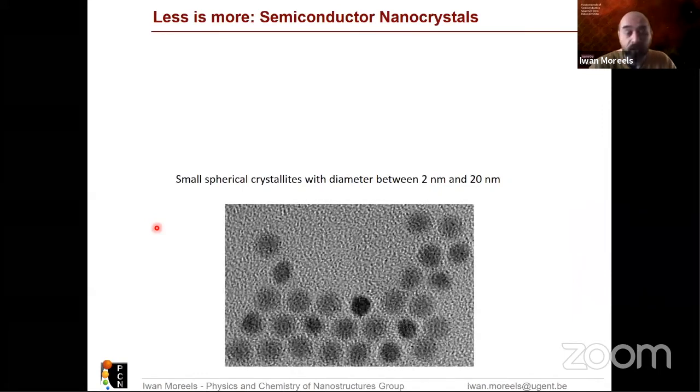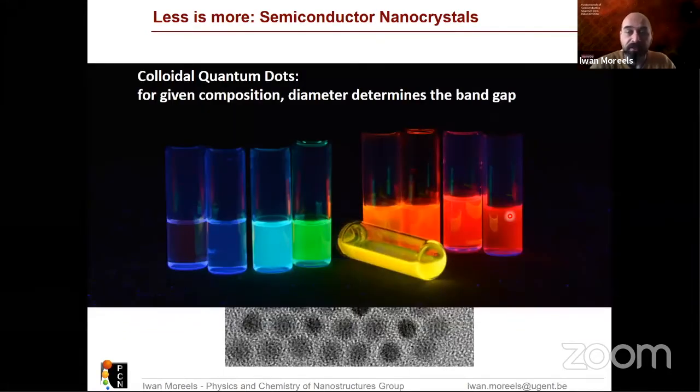So probably you already heard yesterday, the Quantum Dot School deals with colloidal quantum dots, colloidal nanocrystals, which are typically these small spherical crystallites, which can be made between roughly 2 and 20 nanometers. Because when they are semiconductors, they are very small, you can tune the optical properties not by varying the composition of the material anymore, but by simply changing the size of the crystallite.